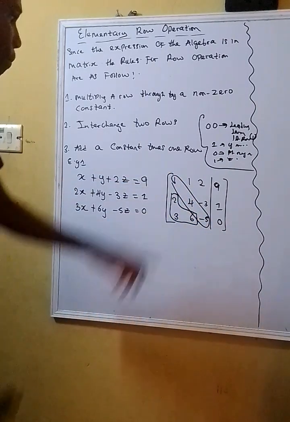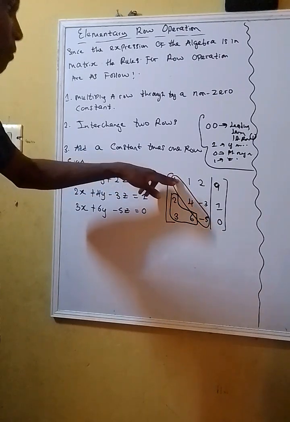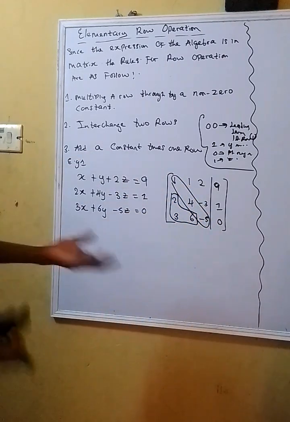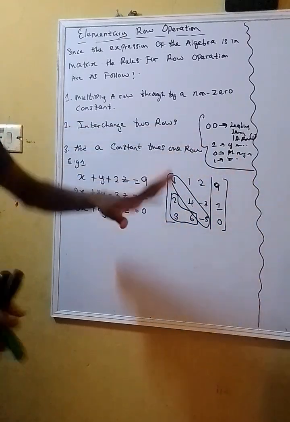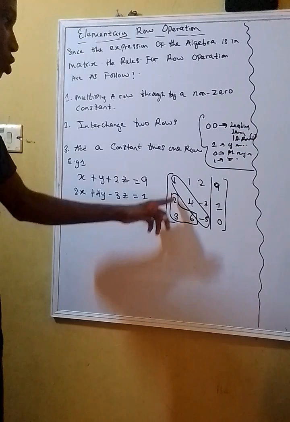But what I want to tell you is that if there was no 1, let's assume you have 2 or something, you need to evaluate this first one first by making it 1. But since they've given us 1, we just move on to the next aspect. Now, the first thing you need to carry out as a step is that you need to turn this 2 to 0.